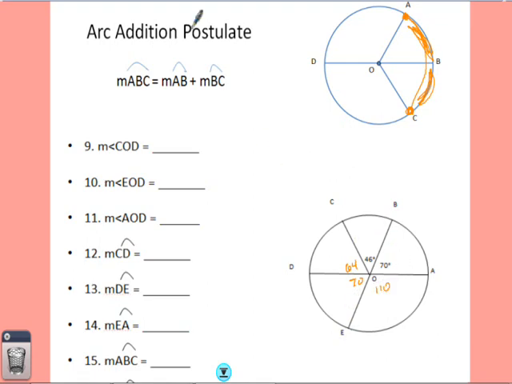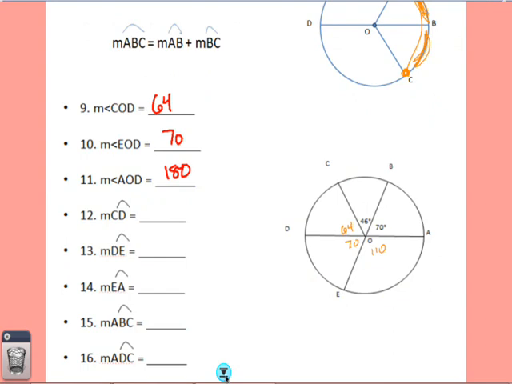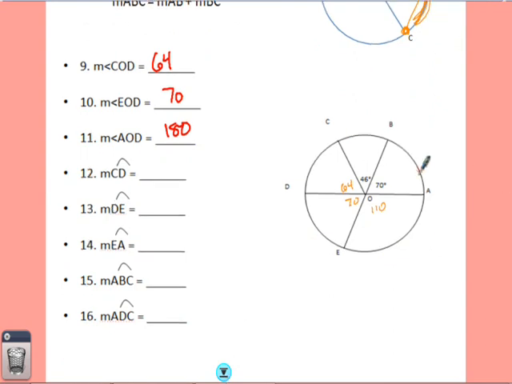So I've labeled the circle. Now it's much easier for me to go into the problem and just start writing down my answers based on what I have. So COD, that's 64. EOD, that's 70. AOD, that's the semicircle, right? So that's 180. Now these 3 questions ask for angles, and then these 4, 5 are going to ask for arcs, but the angles and the arcs are the same when it's a central angle, so I'm not going to do anything different.